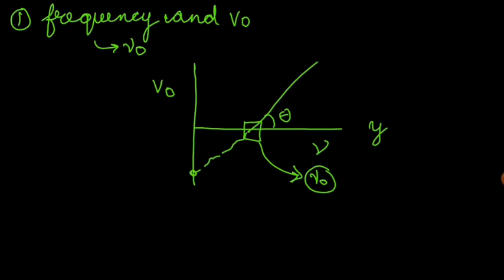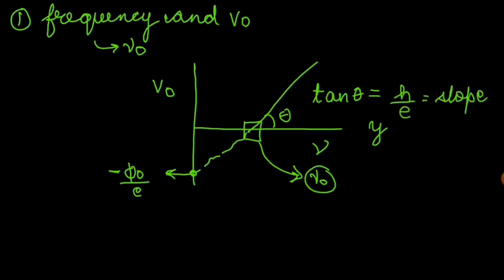And when we plot here, the value of this point comes out to be minus of work function divided by the charge of the electron. And if we find the slope, we find that tan theta equals h upon e, and this gives us the value of the slope. Let's see the second graph. The second graph shows the frequency and the photoelectric current.